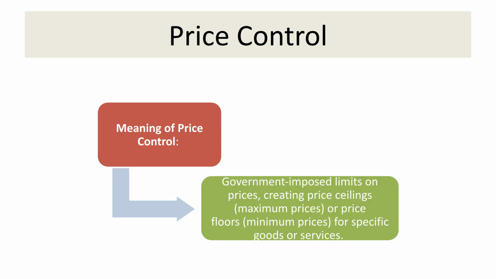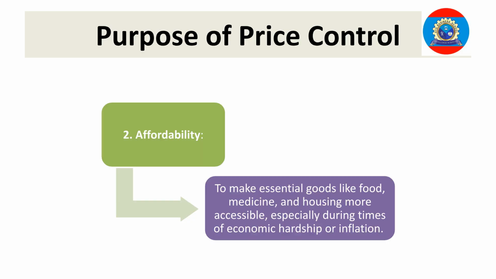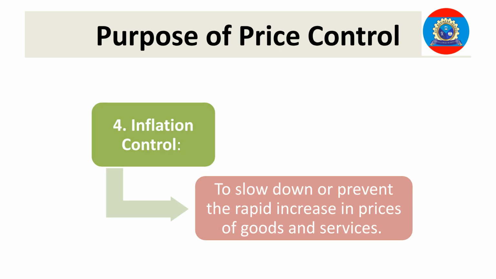Price control refers to government-imposed limits on prices, such as price ceilings for maximum prices or price floors for minimum prices. The purpose of price control includes consumer protection, preventing exploitation by high prices or exorbitant costs. Another purpose is affordability, making essential goods more accessible, especially during economic hardship or inflation. Price control also aims at producer income, ensuring a minimum income or fair compensation for producers. Finally, it is used for inflation control, to slow down or prevent the rapid increase in prices of goods and services.